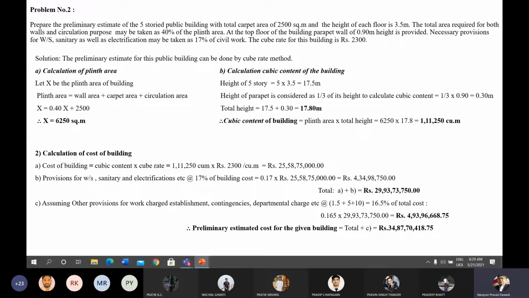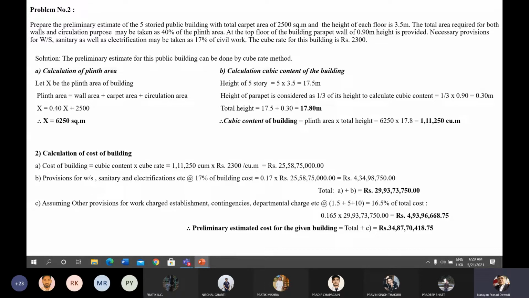Total height is equal to 17.5 plus 0.3, which gives the value of 17.8 meter. Now, after finding the total height as well as the total plinth area of the building, you can find the volume of the building. That is the cubic content of the building, which will be 1,11,250 cubic meter. This is the calculation of cubic content of the building.